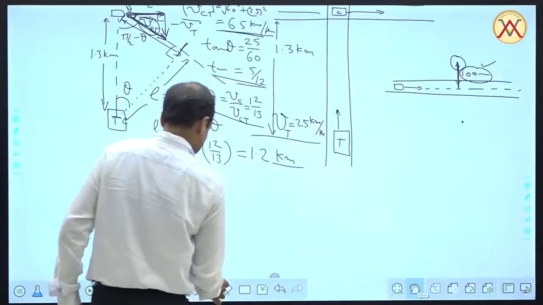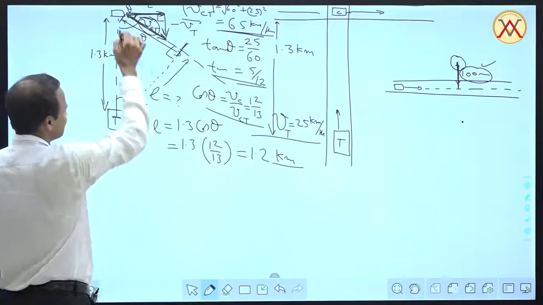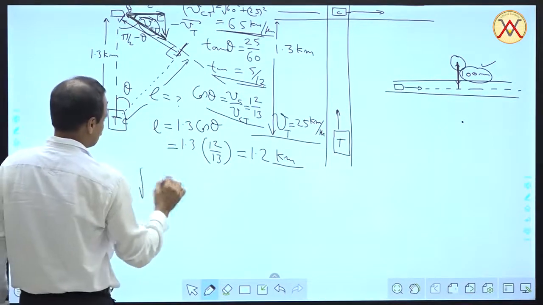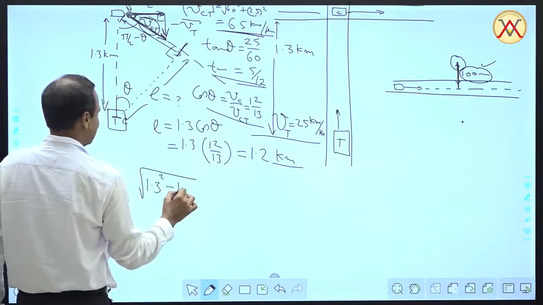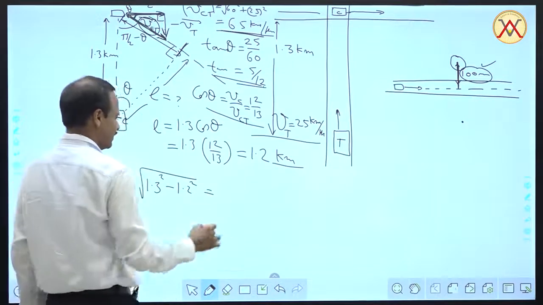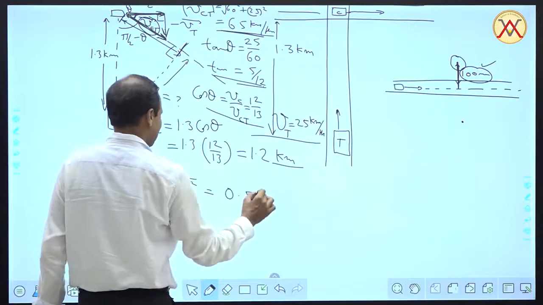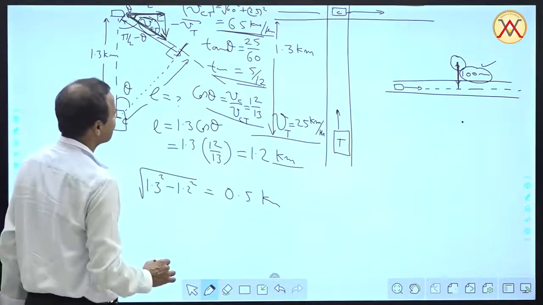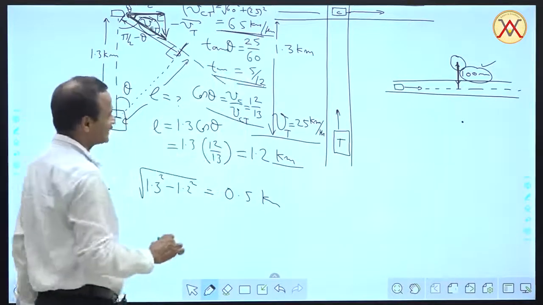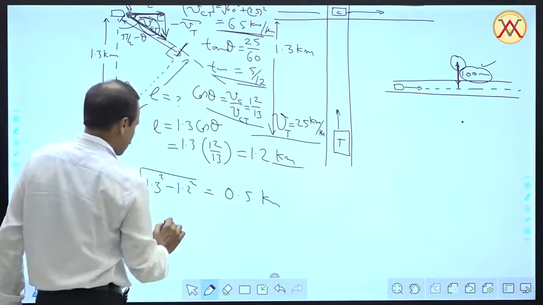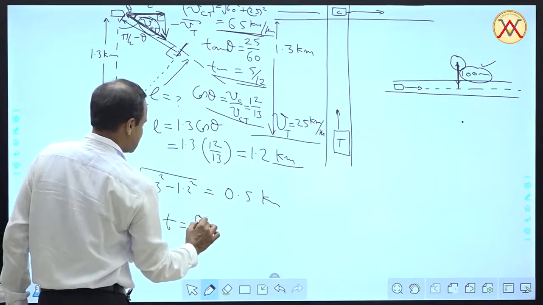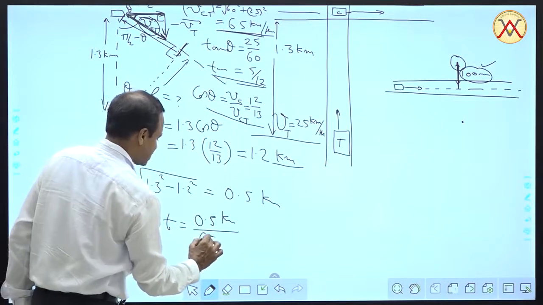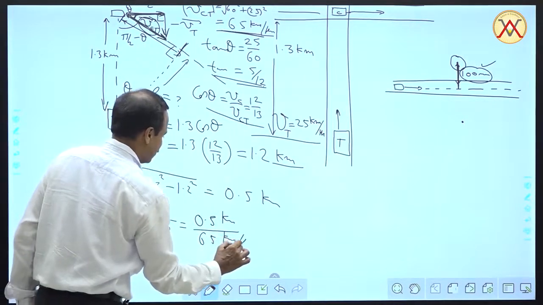That time will be, first of all, this distance we can get from Pythagoras. This distance is the square root of 1.3 squared minus 1.2 squared. So this will come out to be 0.5 kilometers. So 0.5 kilometers is the distance and the velocity is 65 kilometers per hour. So the required time is 0.5 kilometers divided by 65 kilometers per hour.